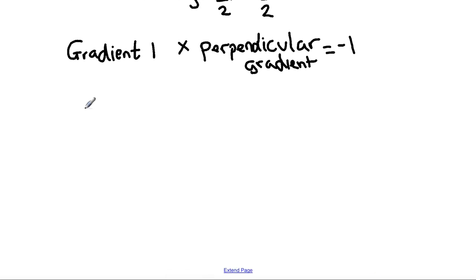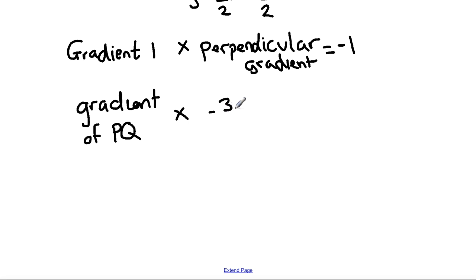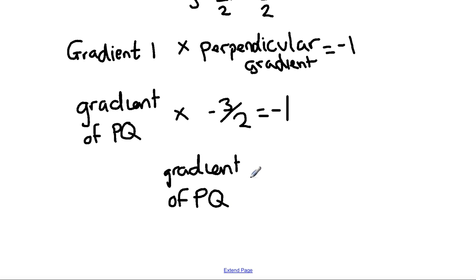Okay, so gradient of PQ times the perpendicular gradient, which is negative 3 over 2, is equal to minus 1. I'm going to make the gradient of PQ the subject by dividing both sides by negative 3 over 2. So we have gradient of PQ is equal to negative 1 divided by negative 3 over 2.